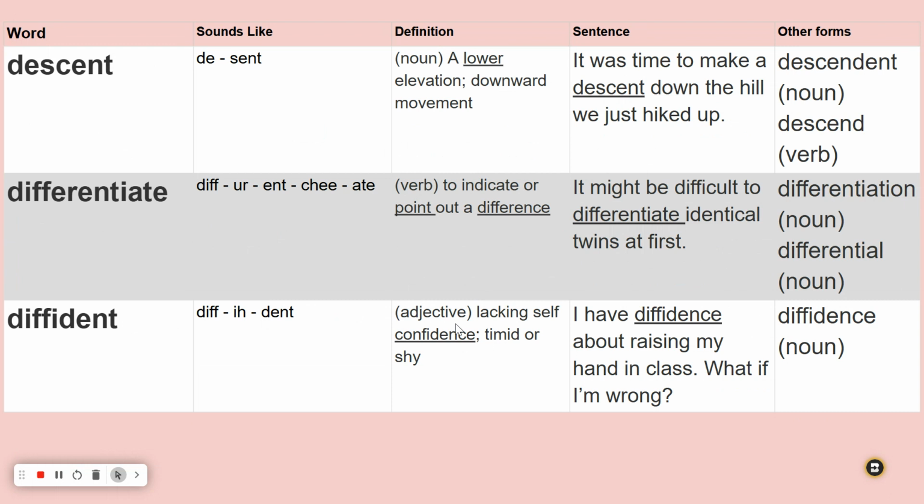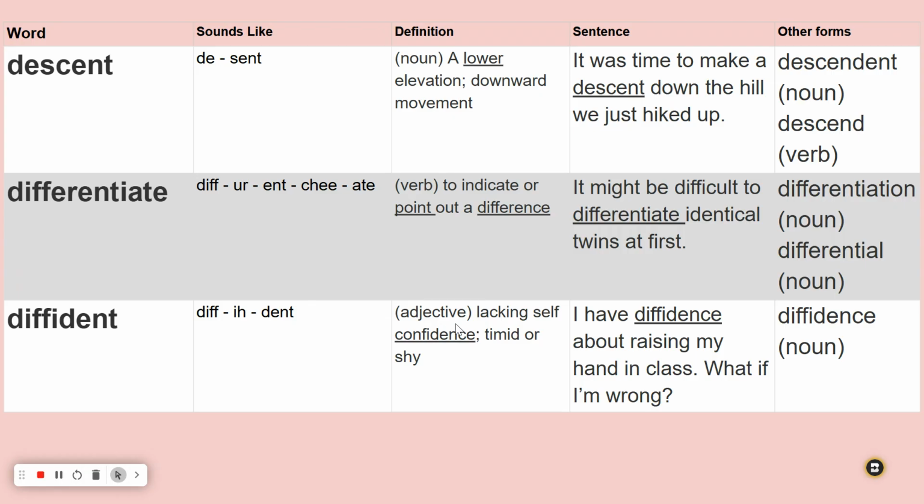Next up is descent. This is descent, not decent. Decent means good or appropriate. Descent is a lower elevation, a downward movement. It was time to make a descent down the hill we just hiked up. Descent. So you could actually be moving down.